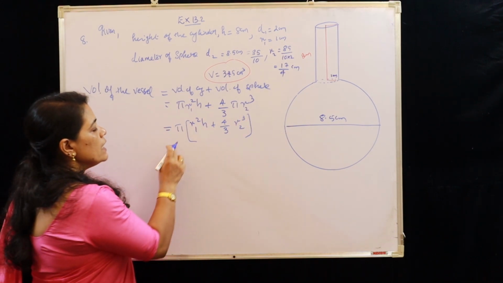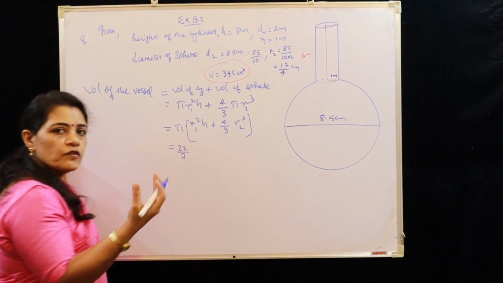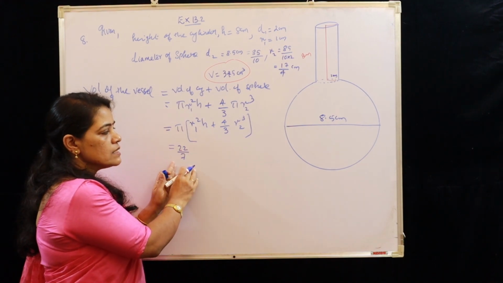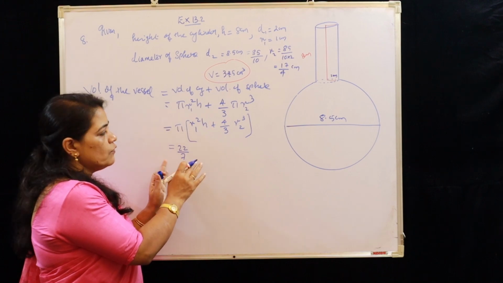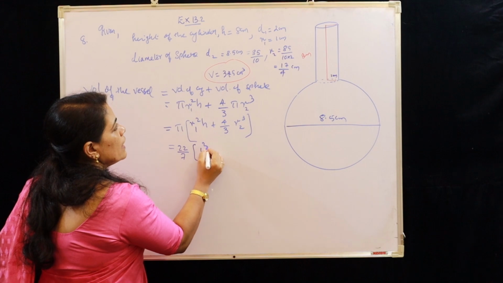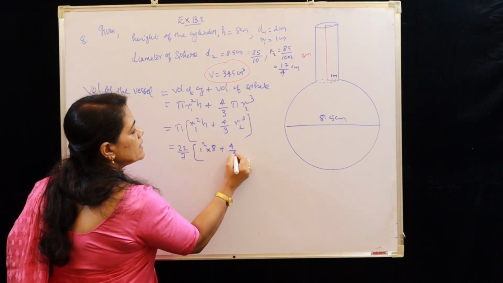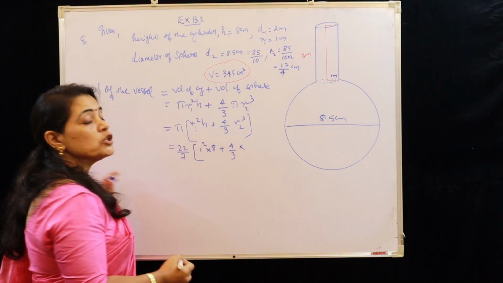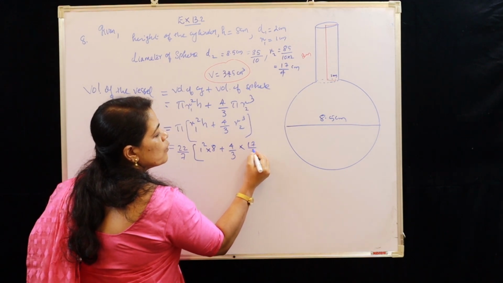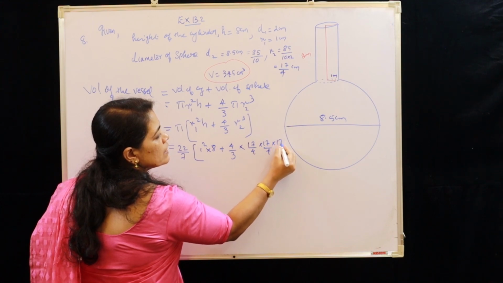Here the value of pi we are taking as 22 by 7. If we are getting any powers of 10, at that time we can substitute this as 3.14. Otherwise we can keep this 22 by 7 itself. Then r1 squared, that is 1 squared, and height h is 8, plus 4 by 3 into r2 cubed. We have seen r2 as 17 by 4 into 17 by 4 into 17 by 4.